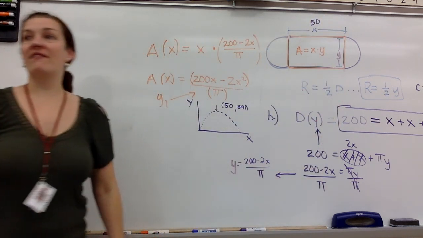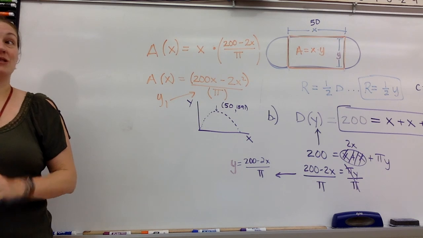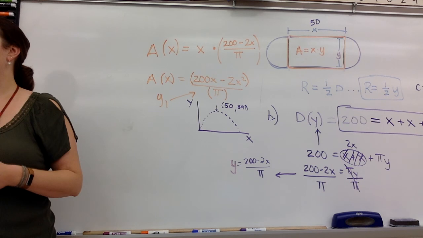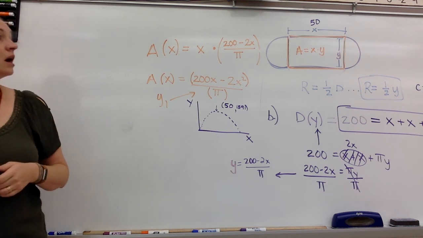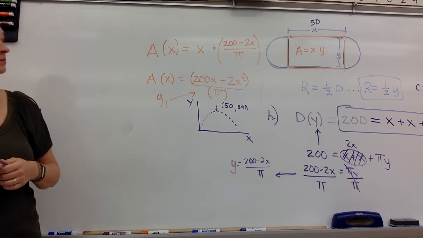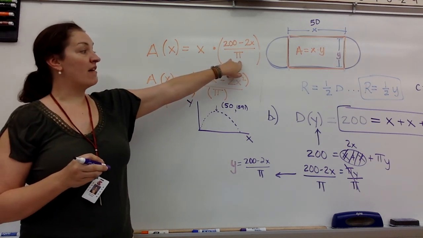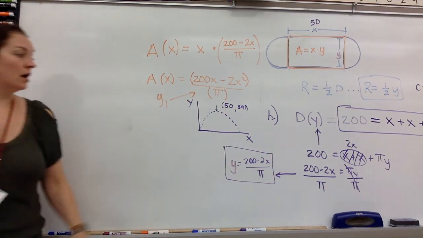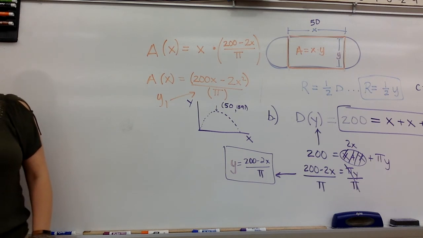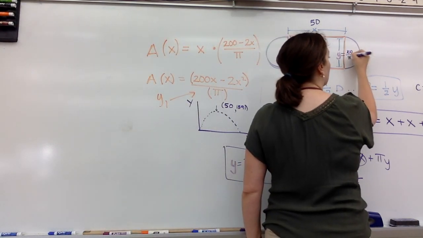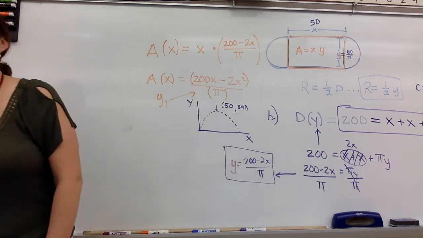How do I figure out what my y value is? Because I didn't actually answer the question yet. I found x, but what are the dimensions of the rectangular part of the room? Yes, sir? I put 50 into which equation? (200 minus 2x) over pi to get my y value. Yeah. This one down here. Here's my y value. Okay, so 200 minus 100 is 100 over pi. So y is going to equal 100 over pi, to maximize the area of the room.